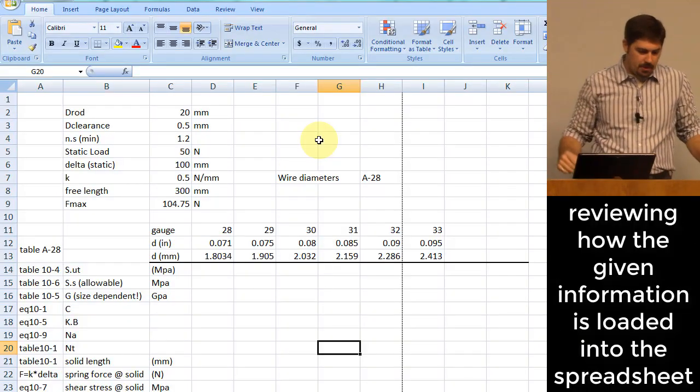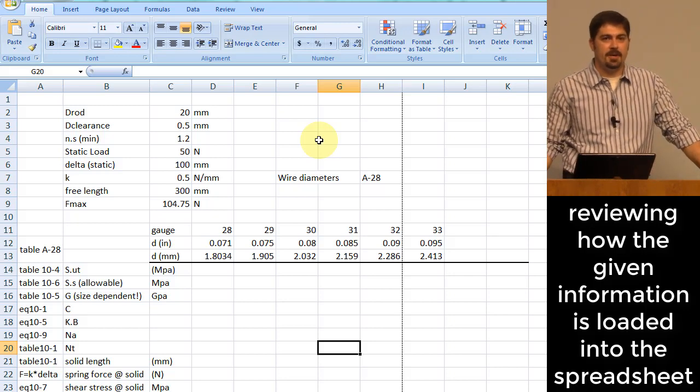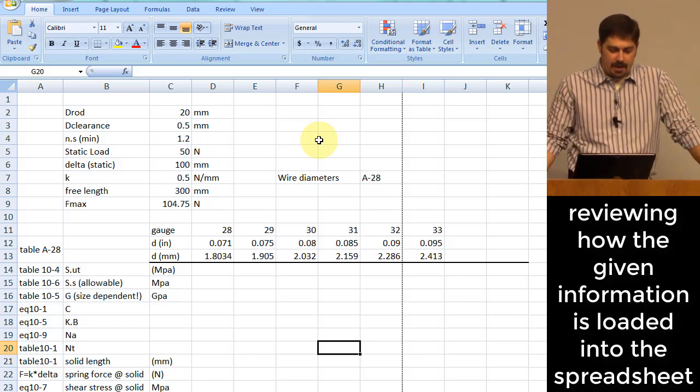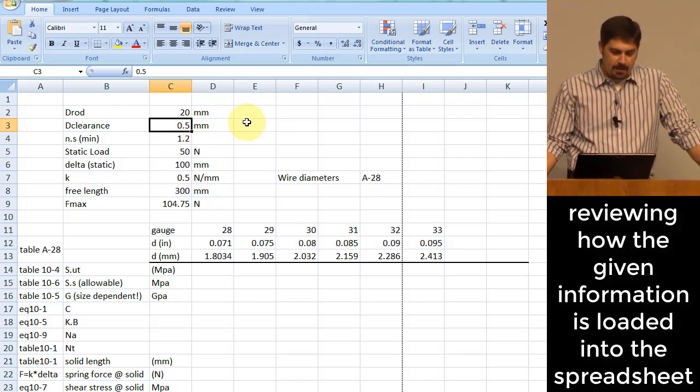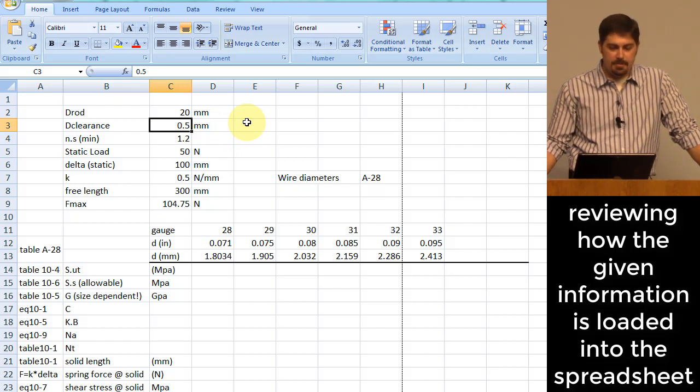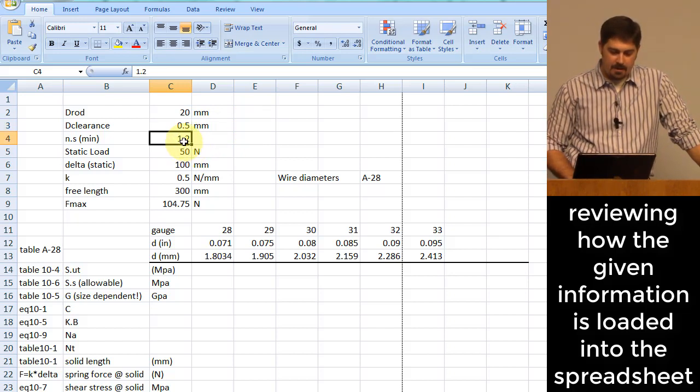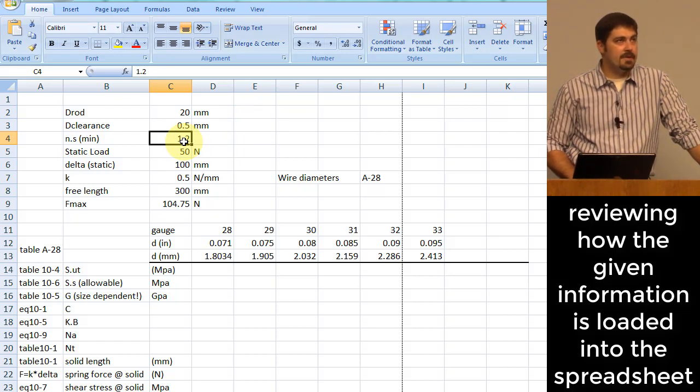All right. So here is the beginnings of this spreadsheet that I would like to try to build. You see there's a few things right there at the beginning where I have the diameter of the rod. I have a little diametral clearance value right there of 0.5 millimeters. A few other parameters that were given at the beginning: this is not static, this is the solid factor of safety. This is the factor of safety against yielding when the spring goes solid.